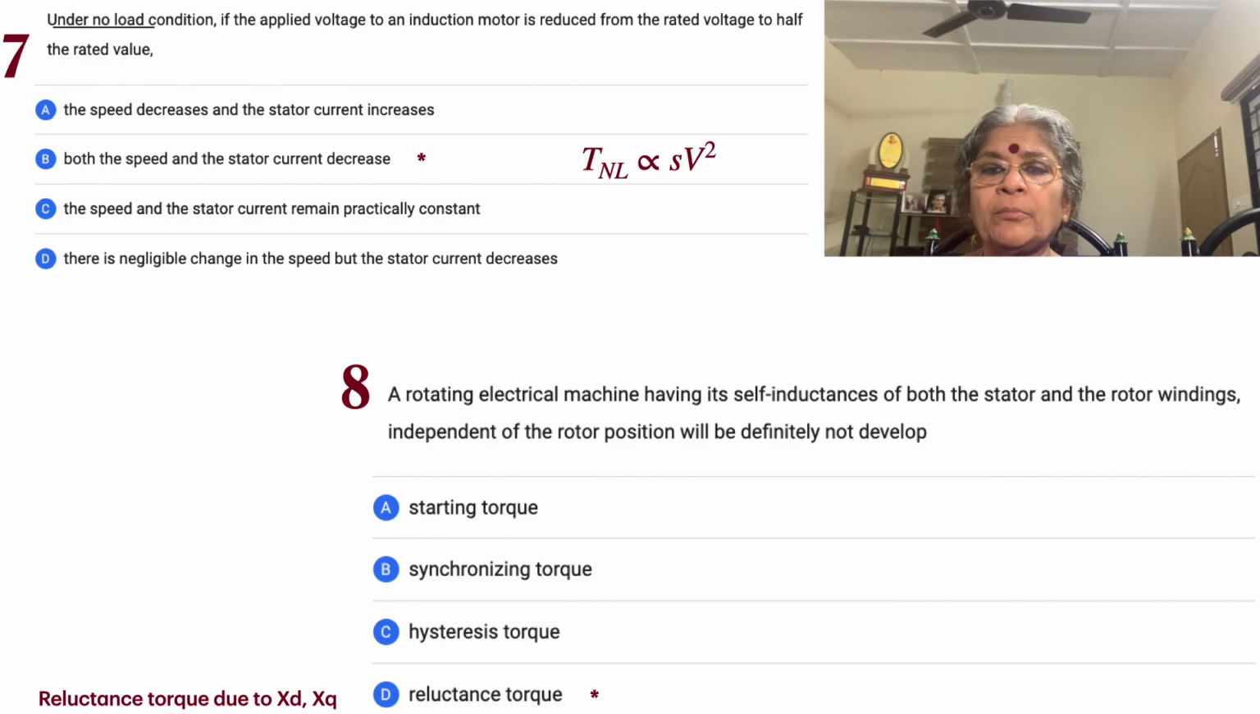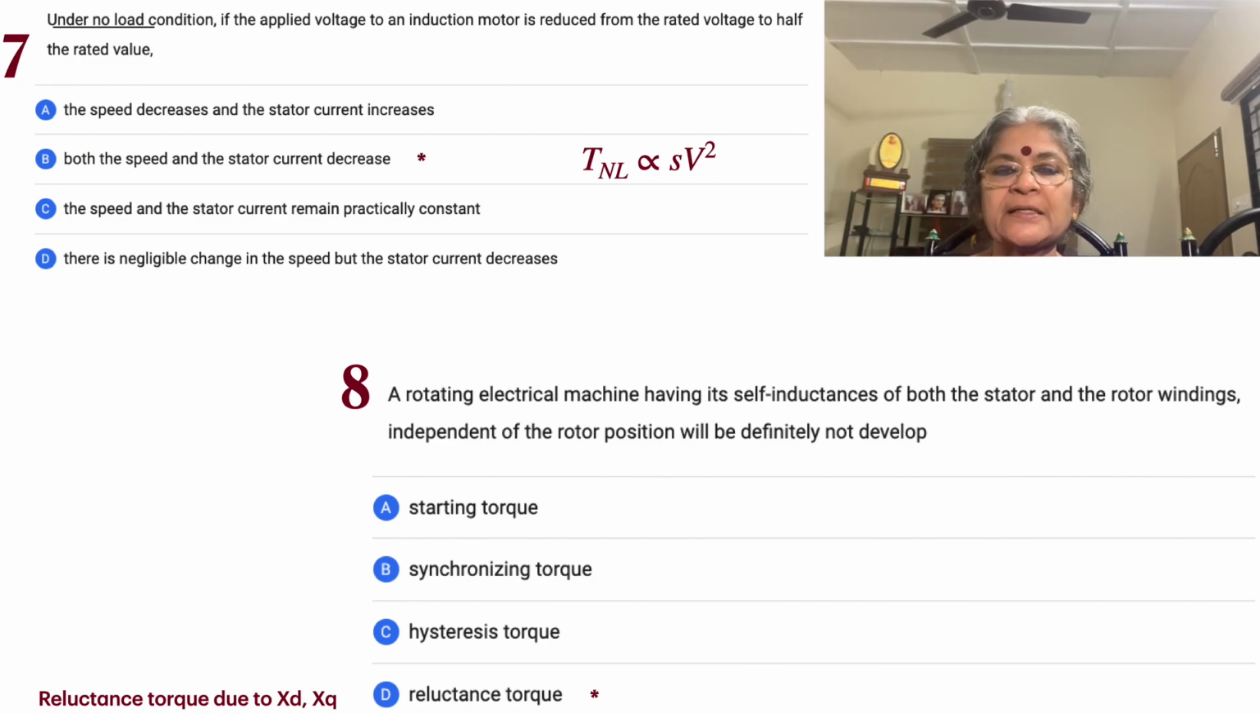Eighth question: a rotating electrical machine having the self inductance of both the stator and the rotor winding independent of the rotor position will definitely not develop what? Immediately when they are dependent on each other, that is, the stator and rotor windings are dependent on each other, this is the situation when we have a salient pole kind of machine. In that case, we have what is called a reluctance torque. So in this case, reluctance torque will not develop, because the self inductance of both the stator and the rotor windings are independent of the rotor position. Of course, it will definitely develop starting torque, synchronizing torque, and hysteresis torque.